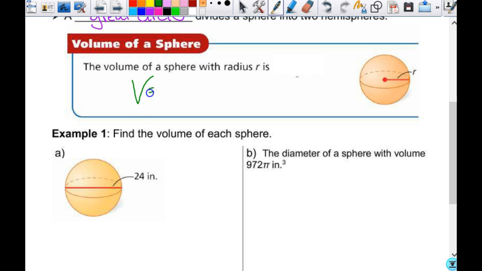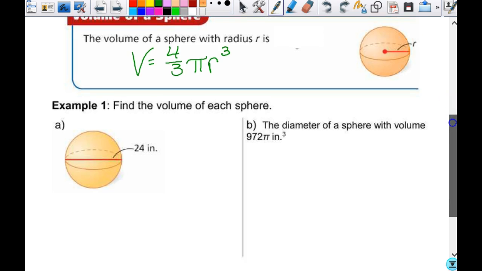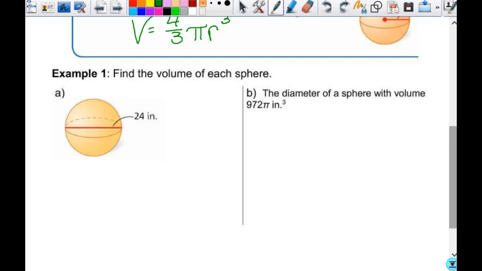Volume of a sphere with radius r is 4/3 pi r cubed. That is the volume formula for a sphere, which again, I will show you where it comes from and why, but right now you've just got to take my word for it. And so now we're going to find the volume of each sphere. So I'm going to write down my formula, 4/3 pi r cubed. What's the radius here? 12. So radius is equal to 12, and we get 12 cubed.